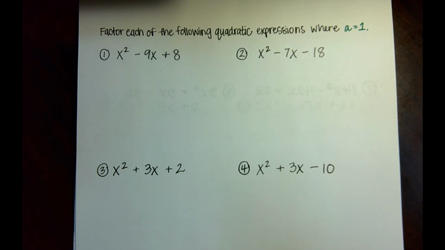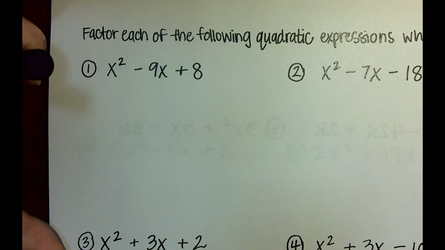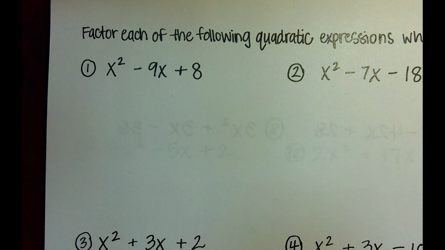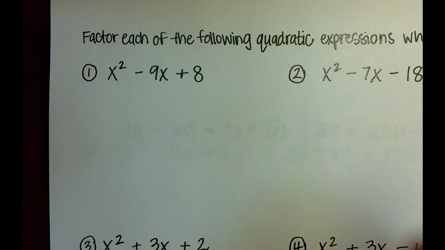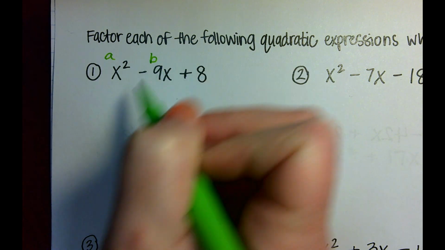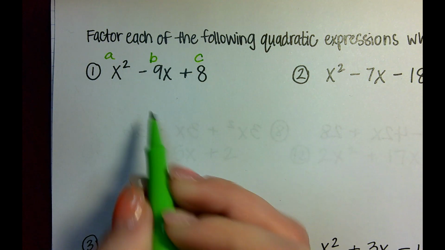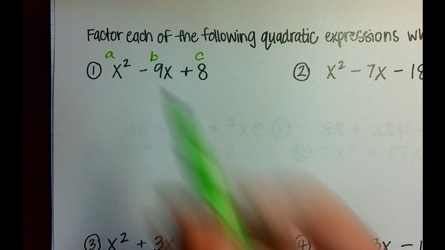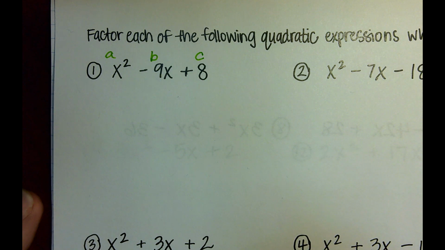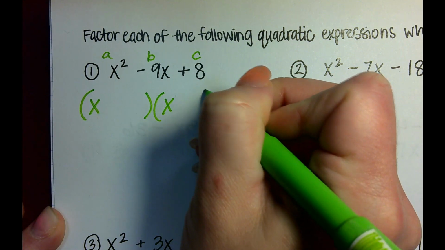So this will be a little bit of a review, and we'll start with the first problem here. For number 1, I have x squared minus 9x plus 8. What's the value of a? A is 1, our b is negative 9, and our c positive 8. Since a is 1, what do our factor pairs look like? X and x. That's it. So we're going to start there.